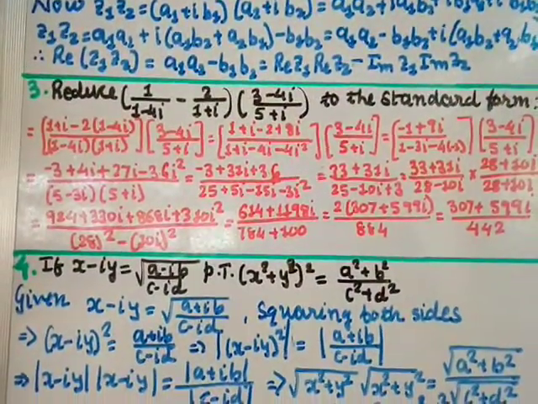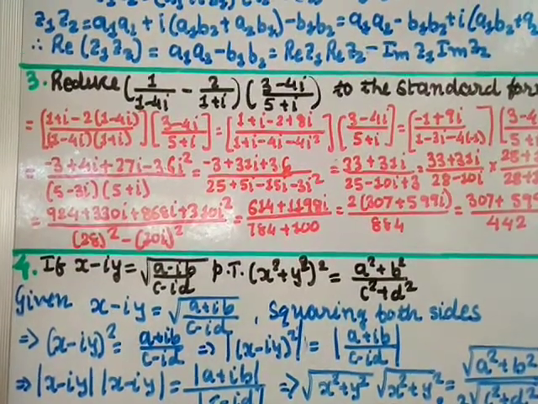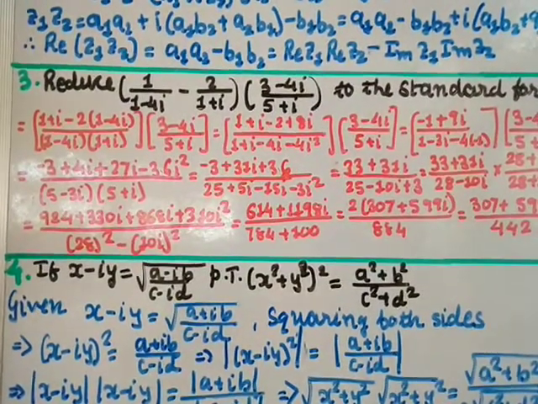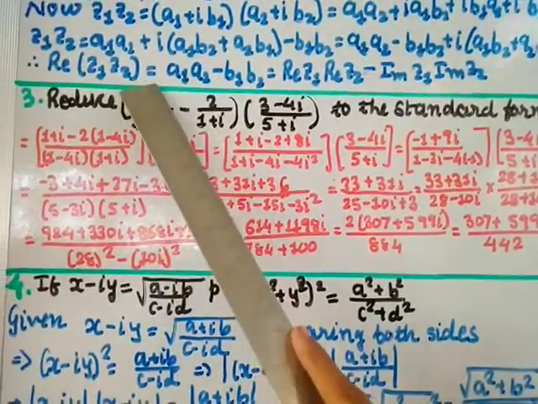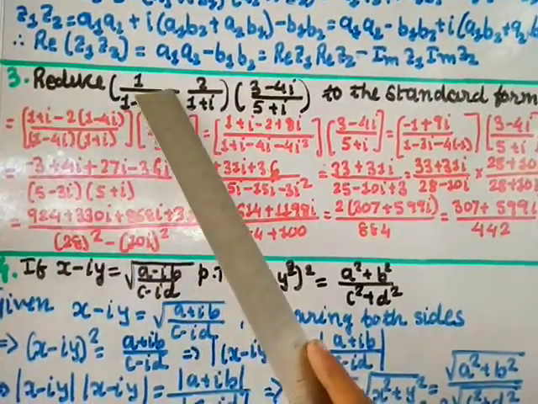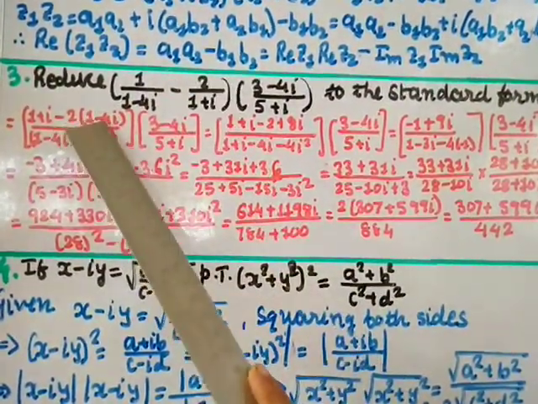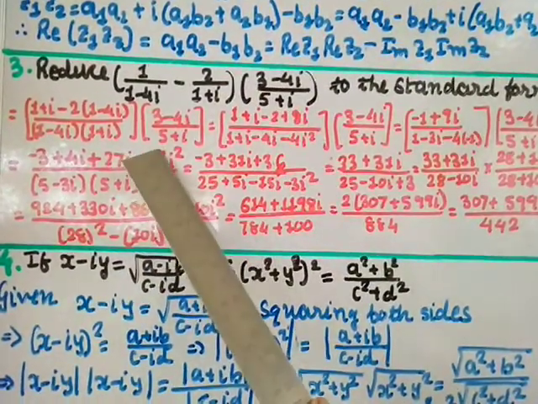Question number 3. Reduce 1 divided by 1 minus 4i minus 2 divided by 1 plus i into 3 minus 4i divided by 5 plus i to the standard form. So let us first take the LCM here. So 1 plus i multiply with 1, you get 1 plus i minus 2 into this 1 minus 4i, and the LCM is 1 minus 4i, 1 plus i, and this bracket term bring as it is.